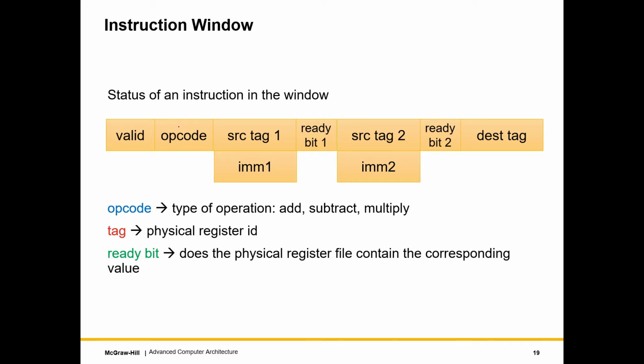So what is the status of an instruction in the window? What are all the fields? It has a lot of information associated with it, so let us go over them one after the other. The first field is whether the entry is valid or not. Almost all queue-based structures would have such a single bit entry. It's a 1-bit entry to say if the entry is valid or not.